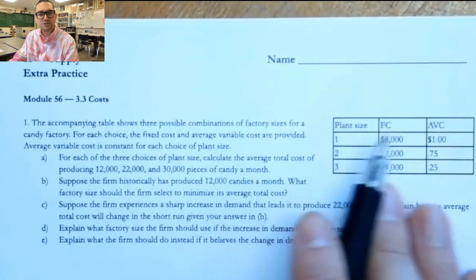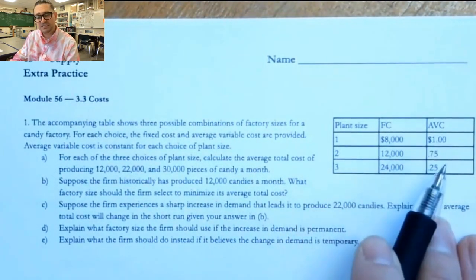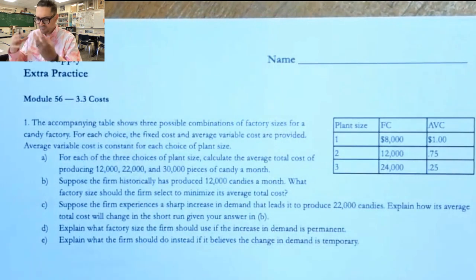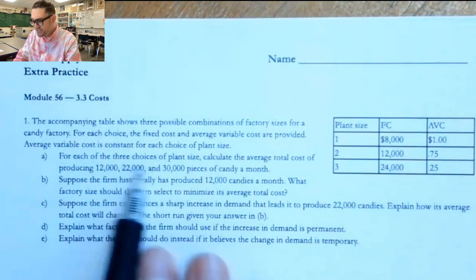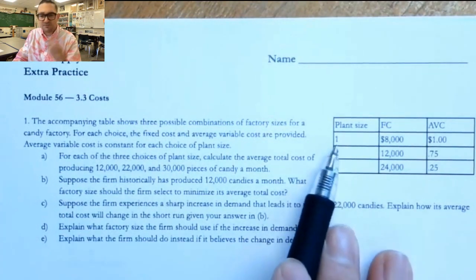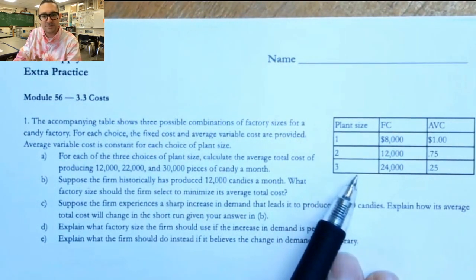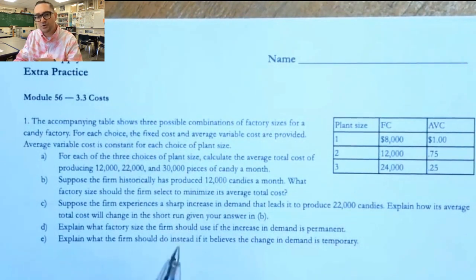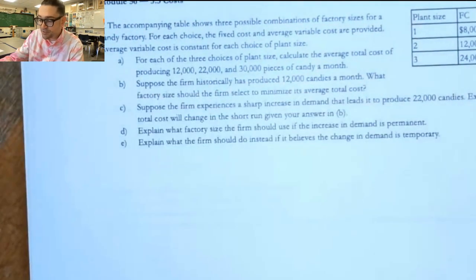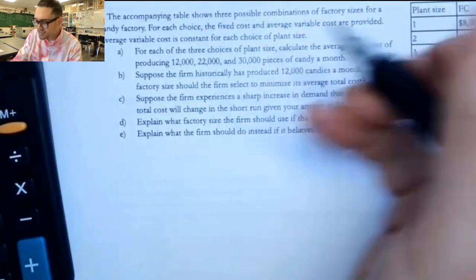candy factory. And for each choice, they give you the fixed cost and then the AVC, and then tell you the AVC is constant for that particular factory size. So the first problem says for each of these three choices of plant size 1, factory size 2, factory size 3, calculate the average total cost of producing 12, 22, and 30,000 pieces of candy a month. So this is going to require a calculator because we're going to end up dividing some numbers, but let's see how these turn out.